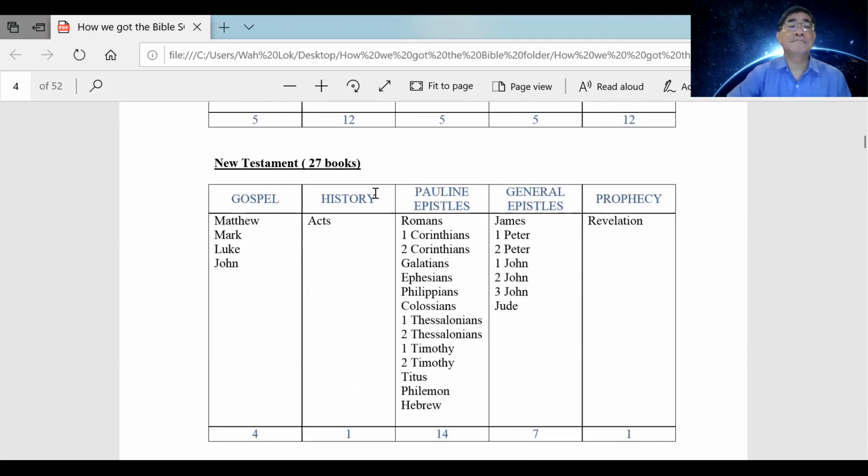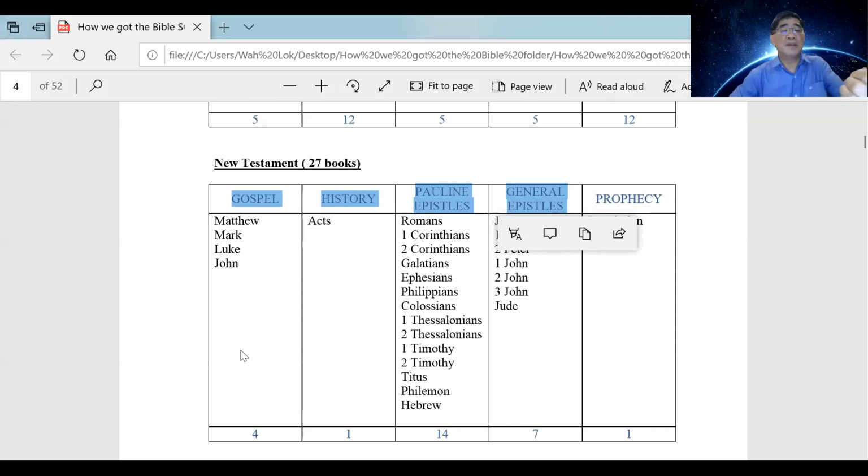We have here 27 books of the New Testament. We have Gospel, History, Pauline epistles, general epistles, and prophecy. Section 1, Gospels: 4 Gospels, Matthew, Mark, Luke, John. That is 4 books. History, 1 book, Acts.